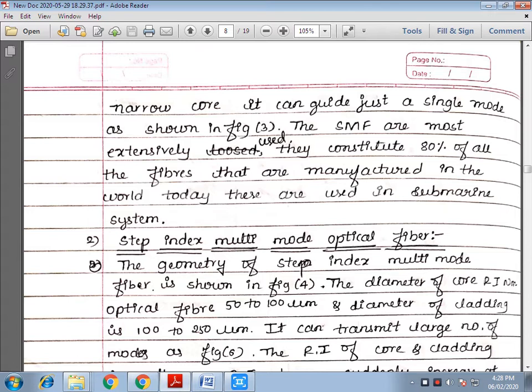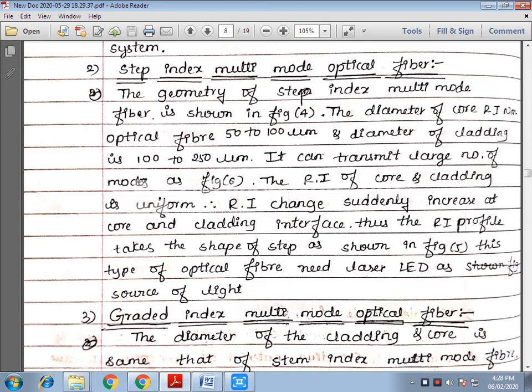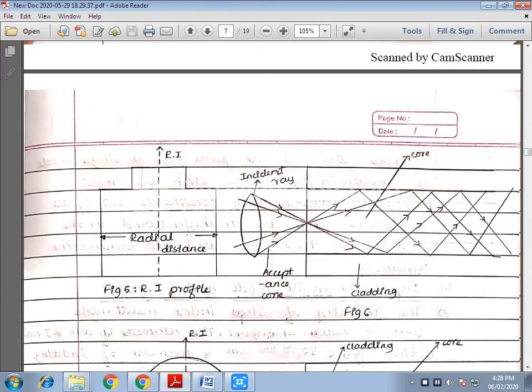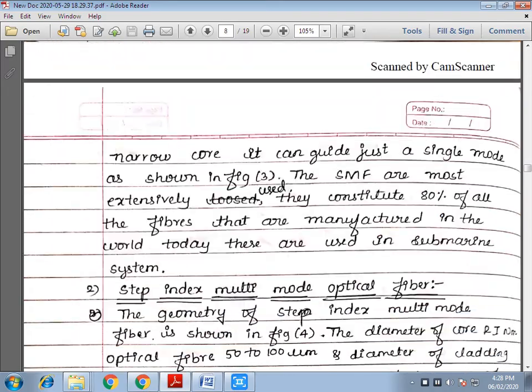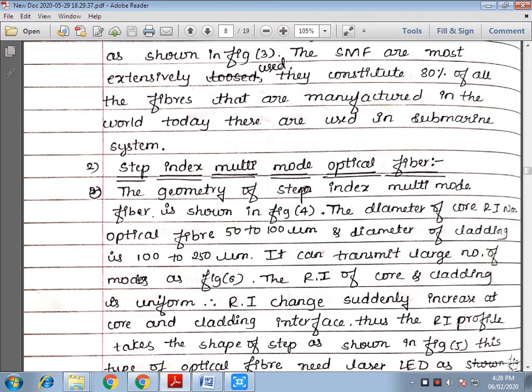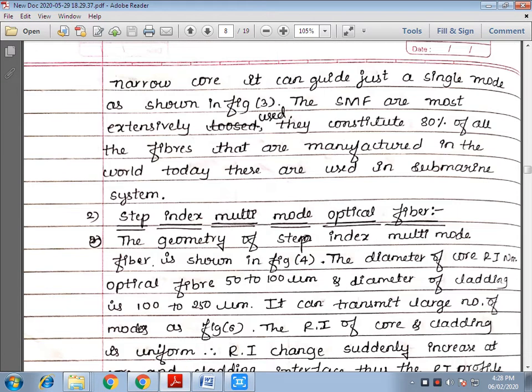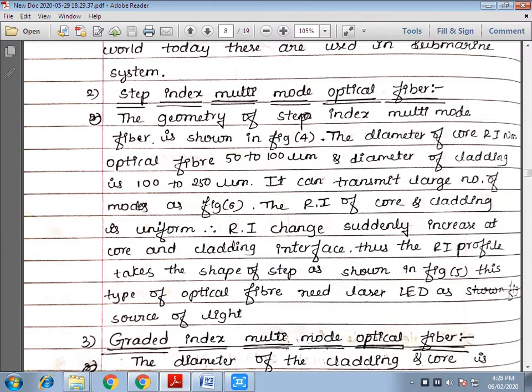The second one, step index multimode optical fiber. As we know from the geometry of the optical fiber, the core part has a diameter of about 50 micrometer to 200 micrometer, and the cladding part has 100 to 250 micrometer. This is about the step index optical fiber. The variation of refractive index with respect to core allows more modes of propagation in the optical fiber, and it allows more rays to propagate through the optical fiber.